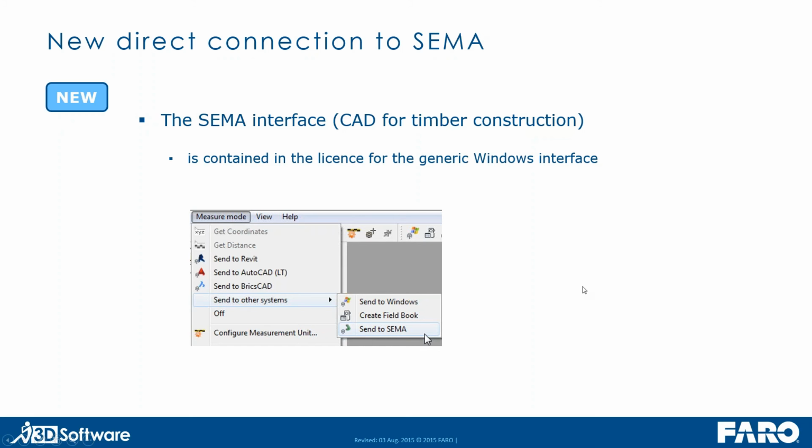And another precondition, this Send to SEMA link is contained in the generic Windows interface. Same is the fieldbook option. It's also in the generic Windows interface. And an important note, on the SEMA side, you have to have a license of a SEMA Total Station interface to receive data from VirtuSurv. So this works via the Total Station interface of SEMA.